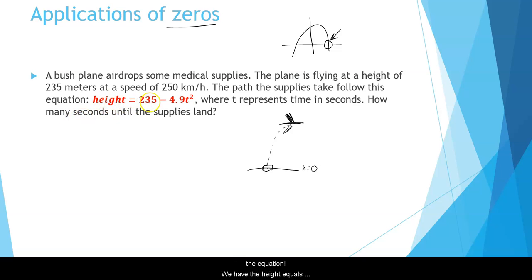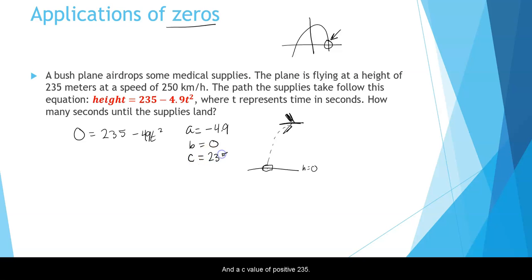We have the height equals 235 minus 4.9 t squared. So in this case, since we're trying to find where t represents the time in seconds until the supplies land, 0 equals 235 minus 4.9 t squared. We could solve this using the quadratic formula. We would have an a value of negative 4.9 and a b value of 0, because there's no t term, and a c value of positive 235.